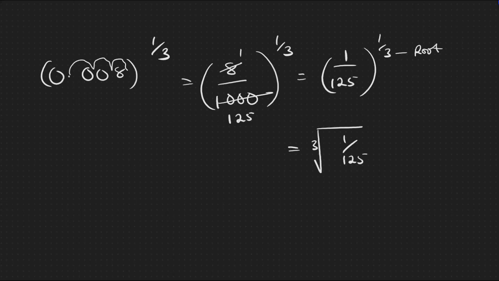So what is the cube root of 1? It's the same thing as 1. And the cube root of 125 is the same thing as 5. So 1 over 5 will be our answer. Very, very simple, right?